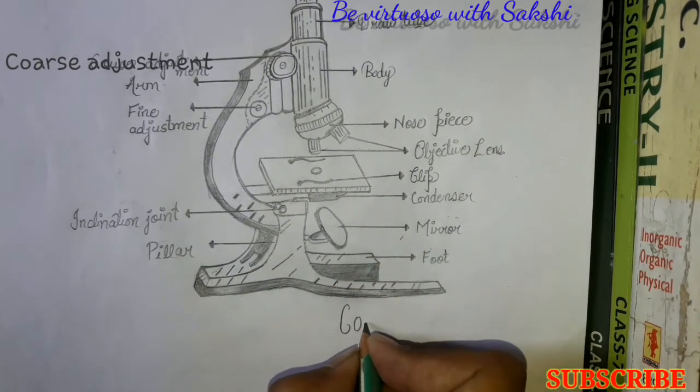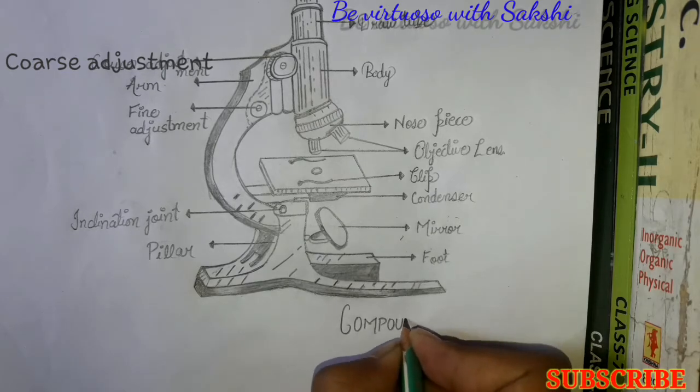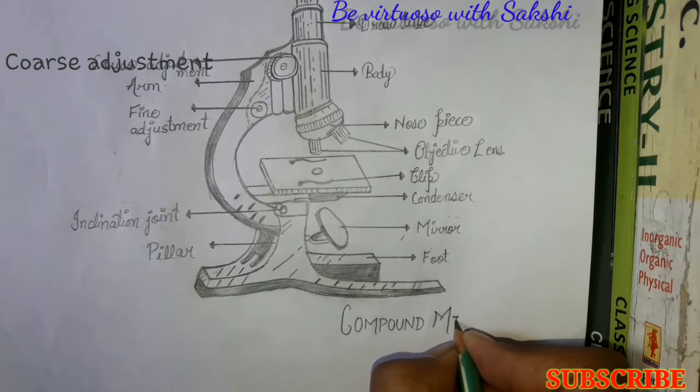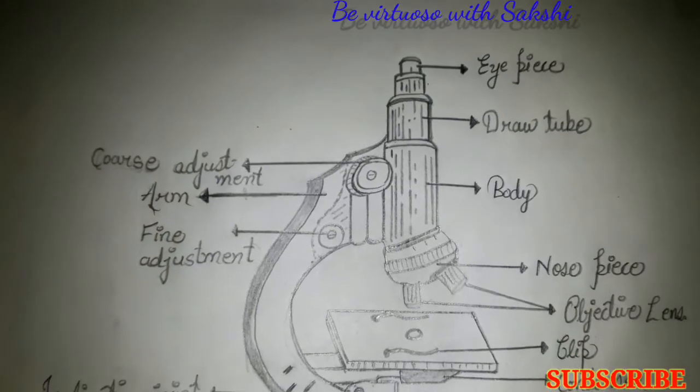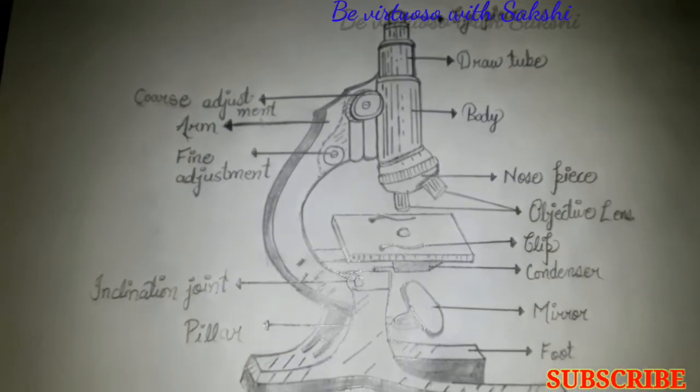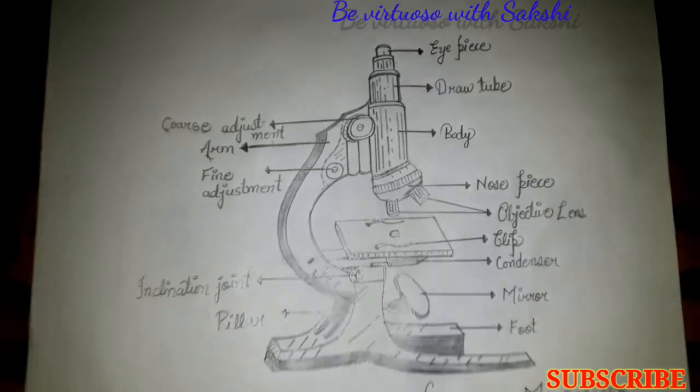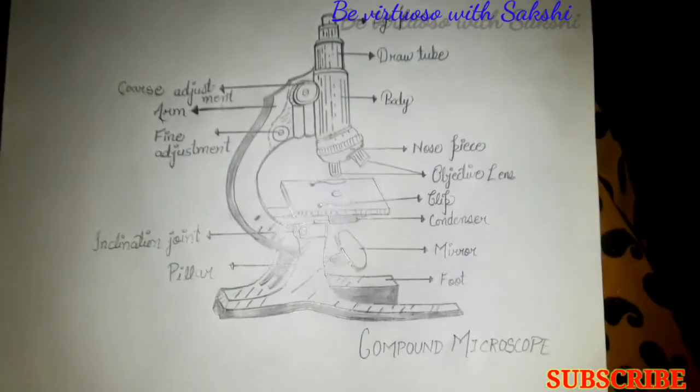Let me tell you, the diagram of compound microscope is very important for every science student, because it is asked in the examination of class 8th, class 9, till BSc.